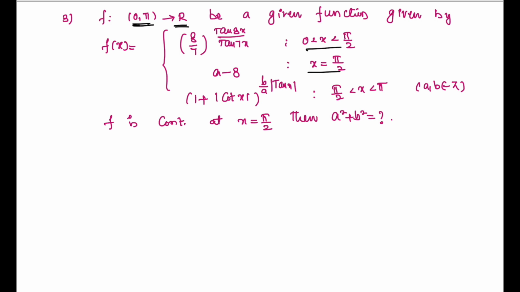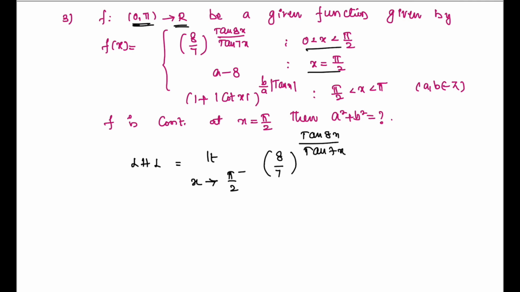Okay, so we calculate first LHL, which is equal to limit x tends to pi by 2 minus, we write minus here for left hand limit. What is the function to the left of pi by 2? The function to the left of pi by 2 is (8 by 7) to the power of tan 8x divided by tan 7x. Generally we substitute first. Always we use the substitution method while finding limits.